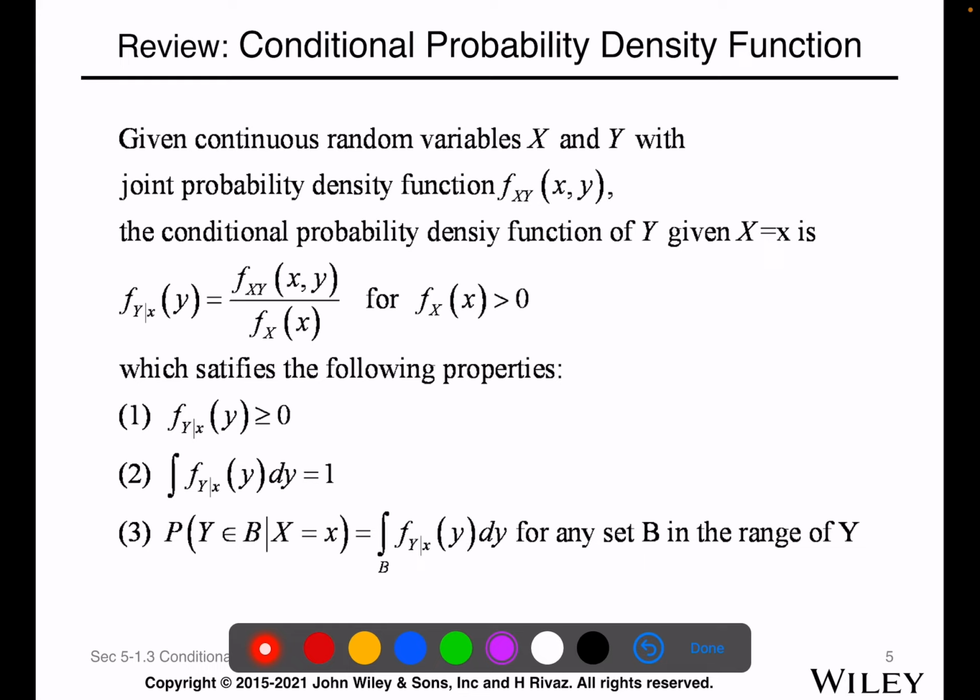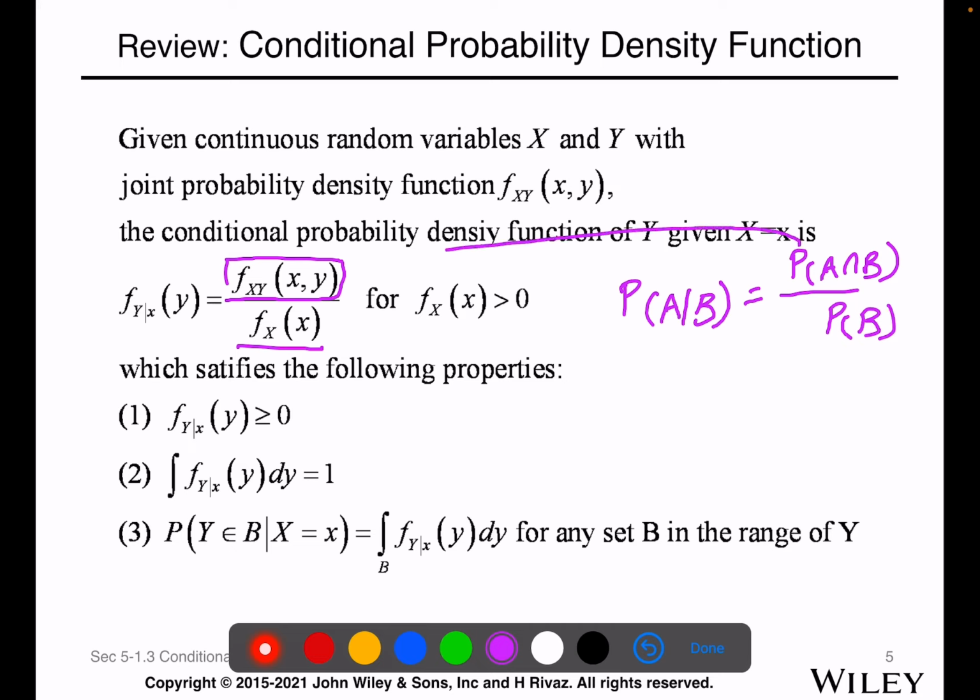And we just introduced the concept of conditional probability, which means that it's the joint PDF divided by the marginal, and it is quite similar to what we had before. P of A given B is P of A and B divided by P of B. And P of A and B is actually this guy.